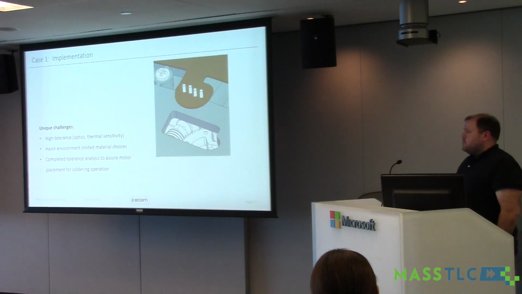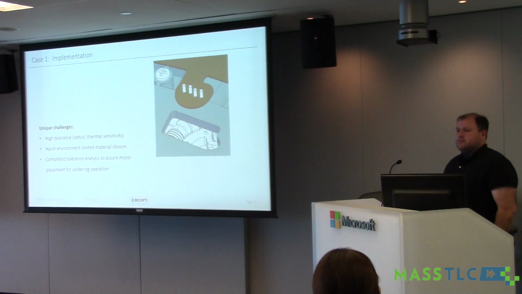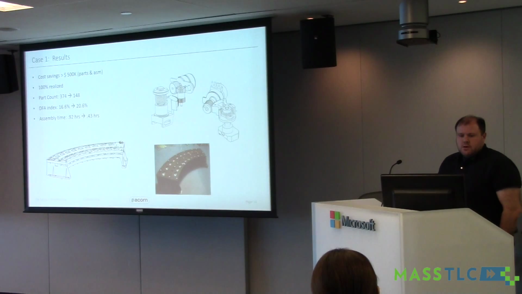Lots of challenges here as we go through. High tolerance parts, optics, thermal sensitivities, lots of harsh environments. These are all kind of stacked considerations as we go to redesign elements. We'll talk a little more about some tolerance concerns as we go. And overall results, this is about $500,000 in savings to the client.